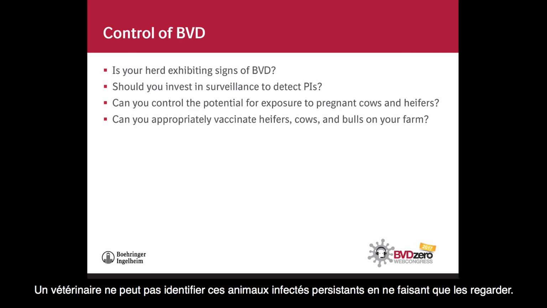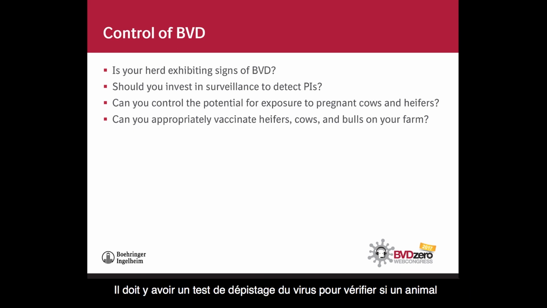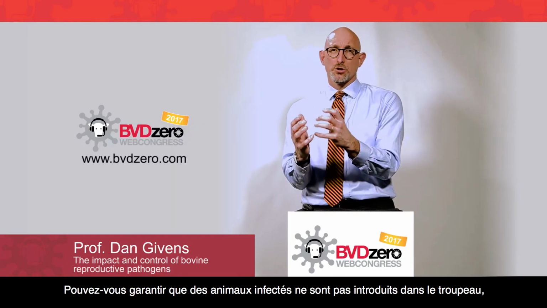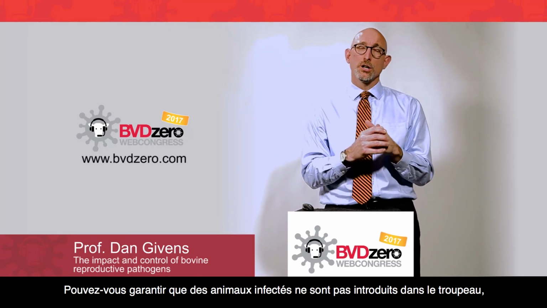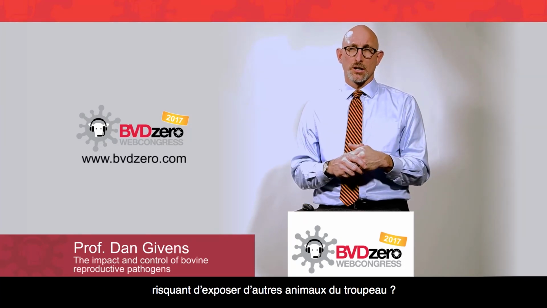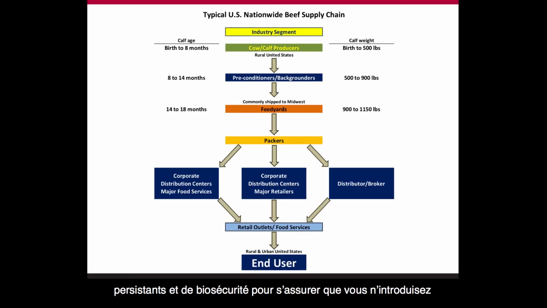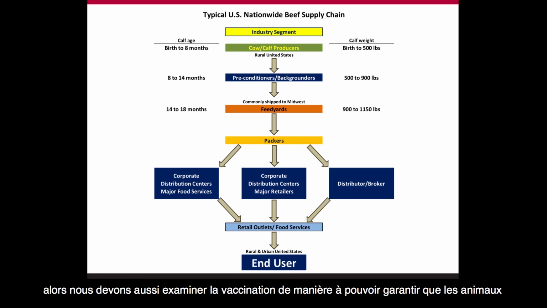Then can you control this potential for introduction of persistently infected animals into your herd? Can you create biosecurity? Can you ensure that infected animals are not brought into the herd to expose other animals within the herd? And then after you look at detection of persistently infected animals and biosecurity to make sure you don't bring new persistently infected animals into the herd, then we need to look at vaccination as well, so that we can provide an assurance that animals are not going to be as susceptible if they do encounter this disease-causing agent in other situations.